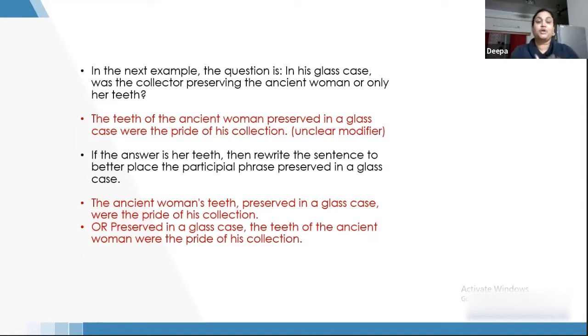Now, when we are talking about "preserved in a glass case," I understand totally that I'm talking about the teeth and not about the ancient woman. So the second one looks better to me. You can also go for the first one, provided you're clear about what we are preserving. Is it the ancient woman or the teeth?